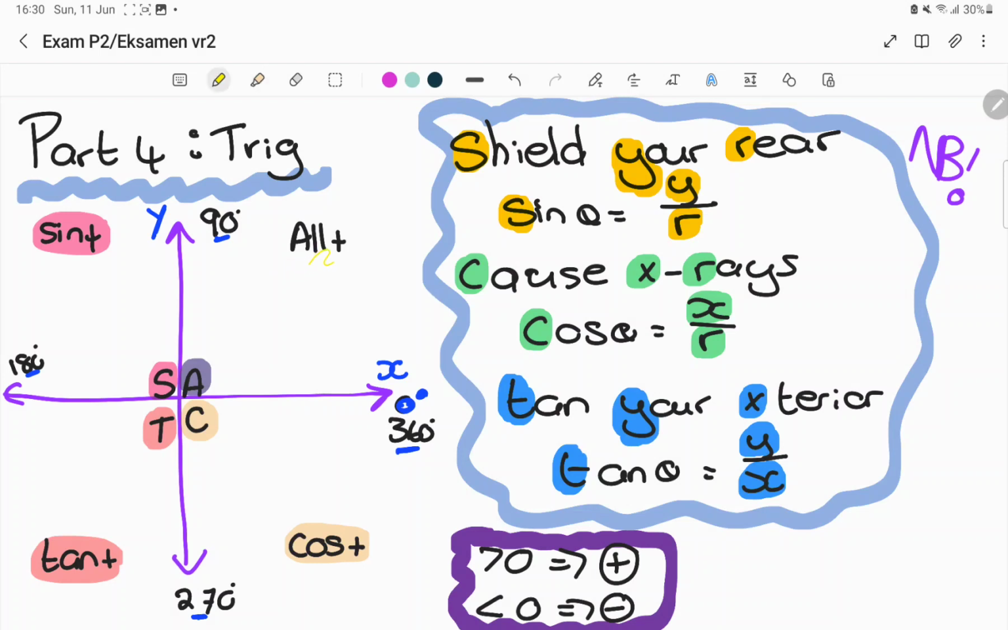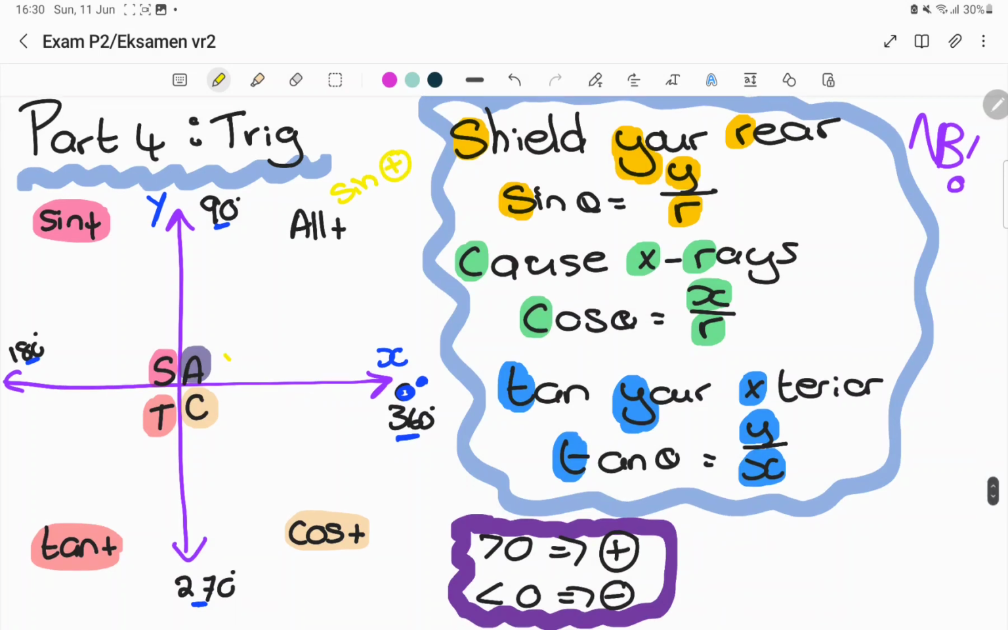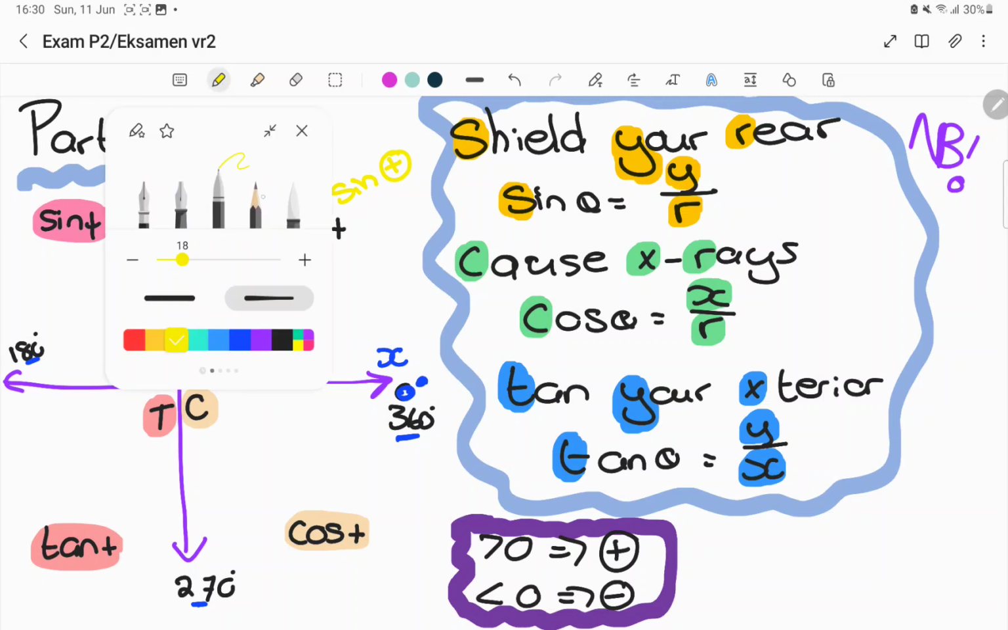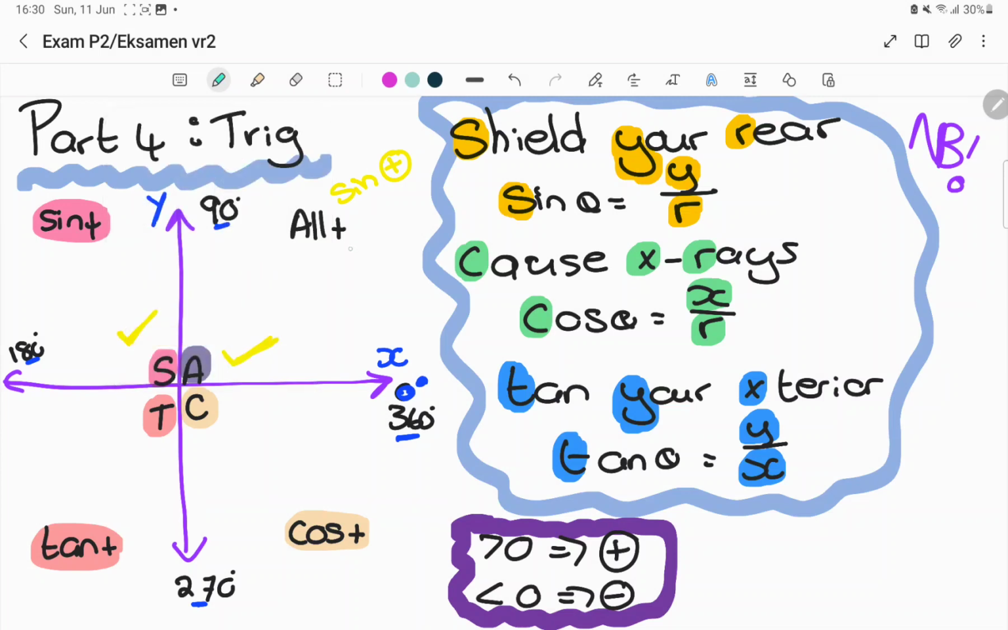So if I ask you where will sine have a positive value? Obviously here, because all of them are positive, and in my second quadrant, because it's the S quadrant, it's the sine quadrant. Alright, if I ask you where will sine be negative? Obviously it will be negative where it's not positive. So it will be negative in the T quadrant because this is where tan is positive, and it will be negative in the cos quadrant because this is where cos is positive.